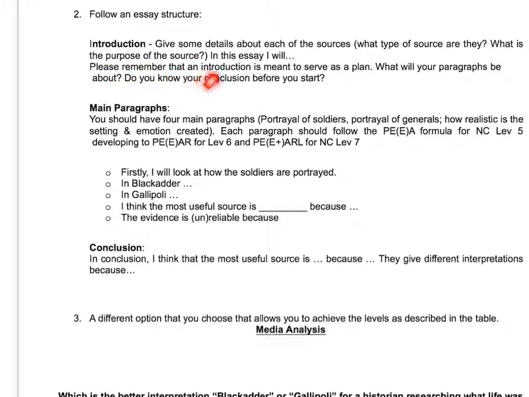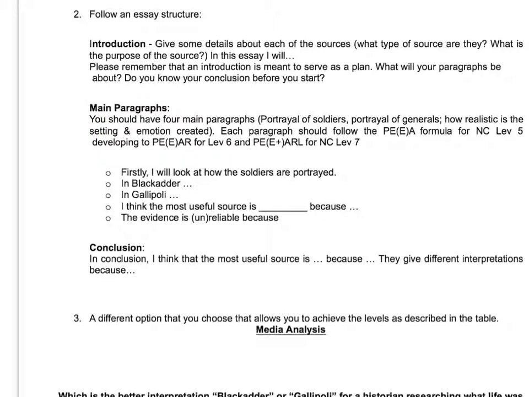Please remember that the introduction is meant to serve as a plan. So in your introduction, tell me what it is that you've been doing, tell me what the task is that you've been asked to do, and if possible, tell me what your opinion is at the very start. You should know what you're writing about and know what your conclusion should be before you start. Please tell me what your paragraphs will be about. And as I said again, do you know what your conclusion would be? Do you already know which is the better interpretation? There is no harm informing me at the start, as long as your argument in your essay tells me why your choice is the right choice and why the alternative is not as strong.